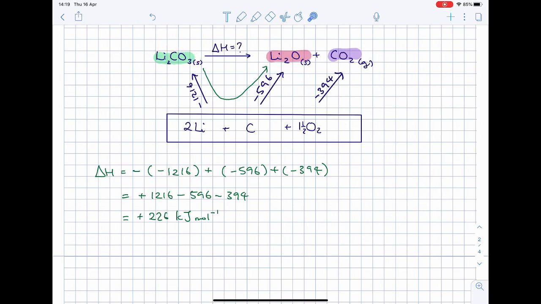And this makes sense because this is a thermal decomposition, which means I need to put heat into the lithium carbonate to cause it to break down. So this matches the fact this is endothermic. I'm putting energy into causing the decomposition.